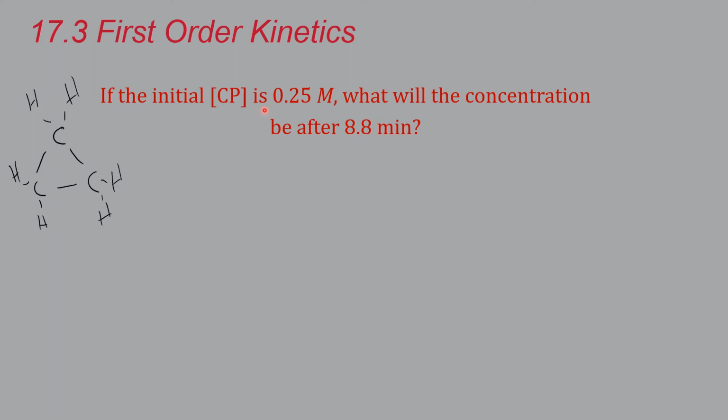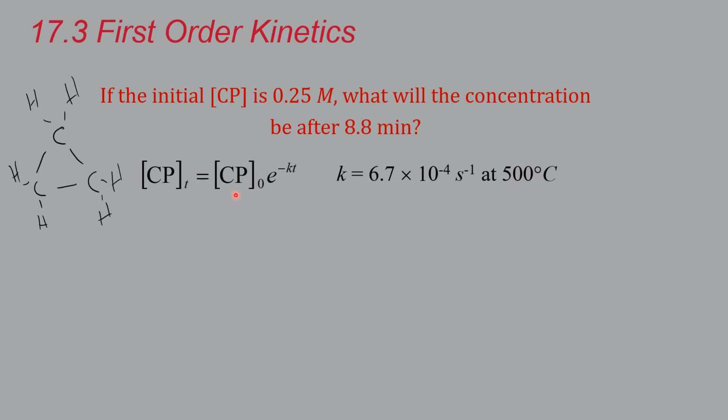And let's say that we start out with 0.25 molar of this stuff. And we might ask ourselves, what's the concentration going to be after 8 minutes? And what you need to know is that the rate constant for this reaction is 6.7 times 10 to the negative 4 per second. So that's seconds to the negative 1 at 500 degrees C.